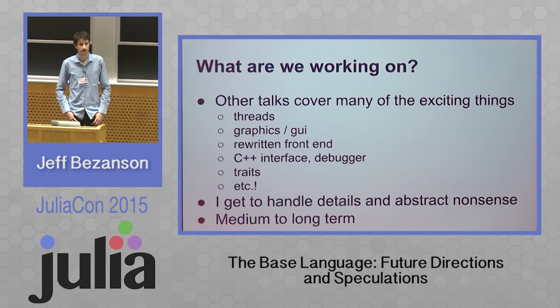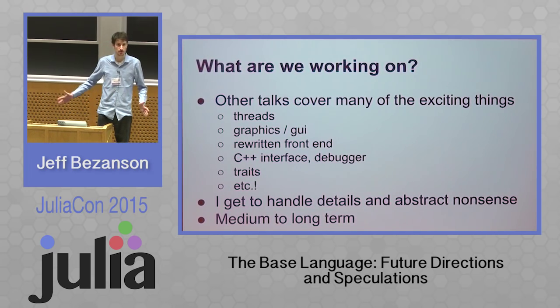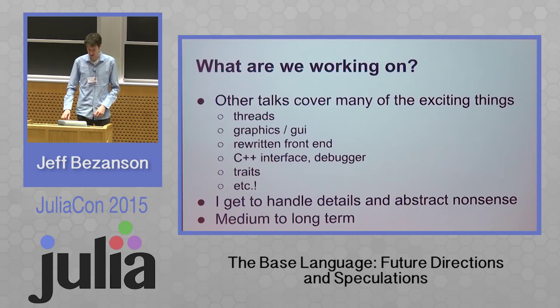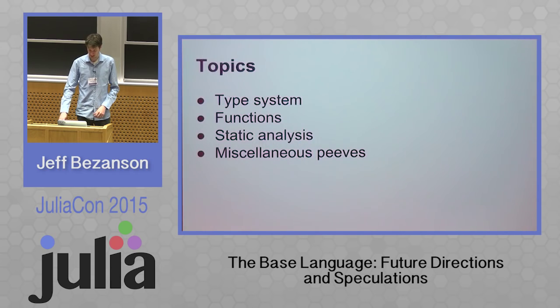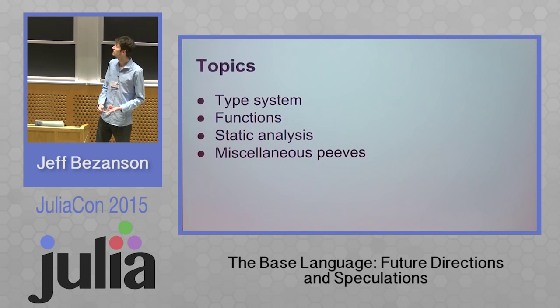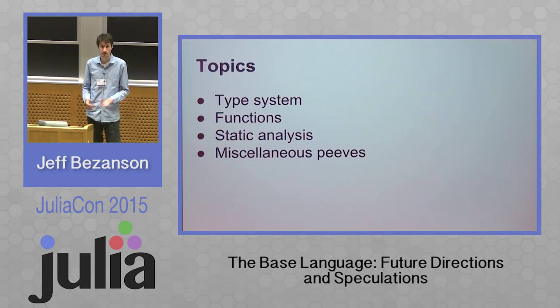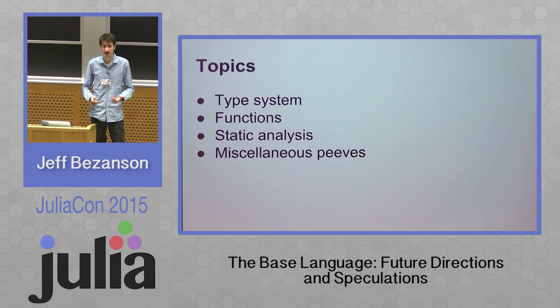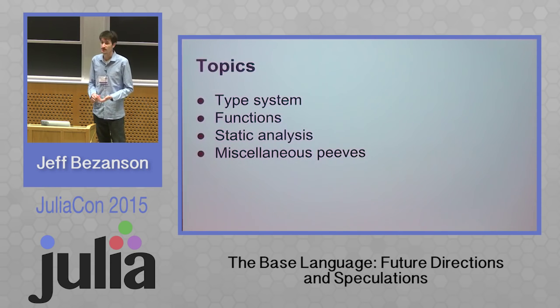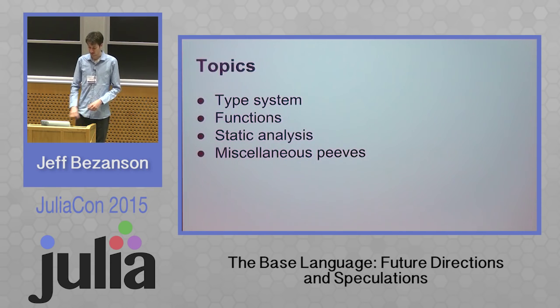A lot of this stuff that I'm talking about is medium to long-term development. Some of it we're pretty sure about, and we're planning to put it in an upcoming release, maybe 0.5, maybe 0.6, and some of it is longer-term speculation. So some topics: I'm going to talk about basically the type system, some things about functions. Functions are pretty important, right? That's a pretty big topic. And some static analysis, and then just some miscellaneous things that bother me.